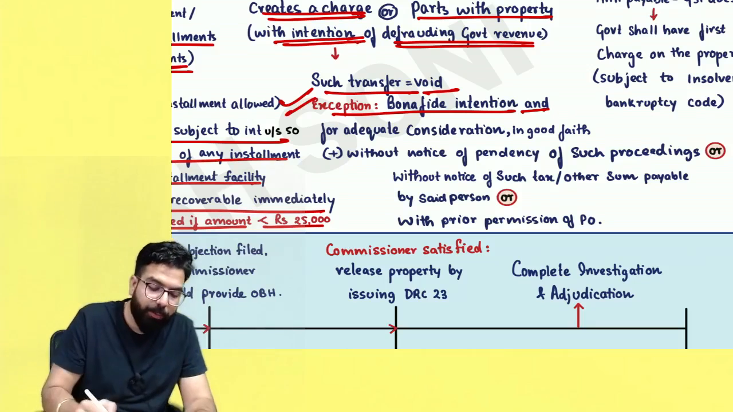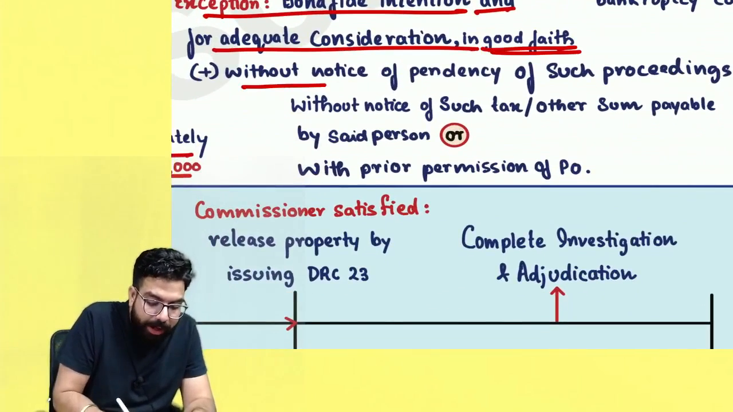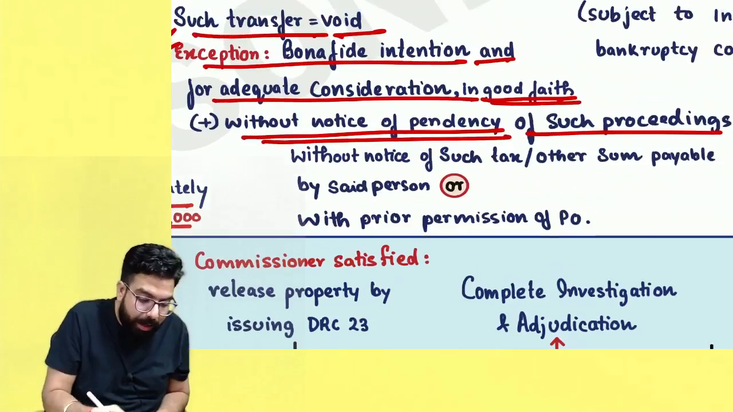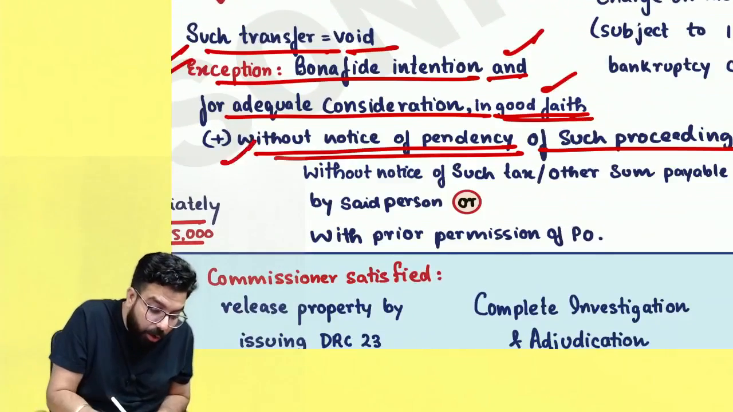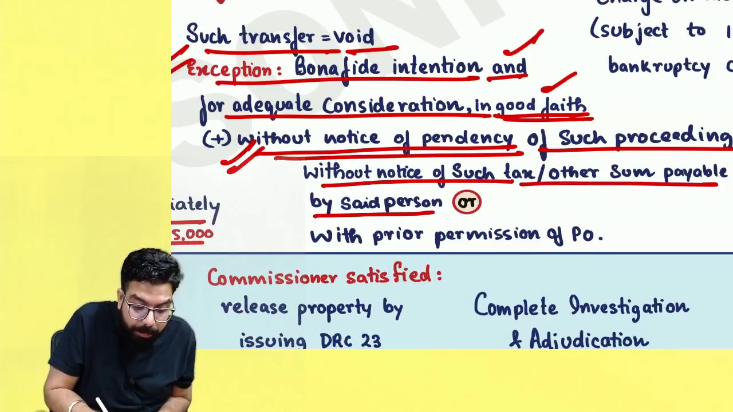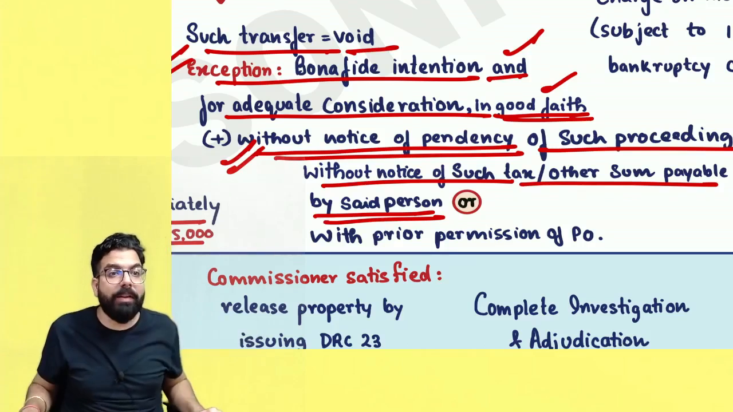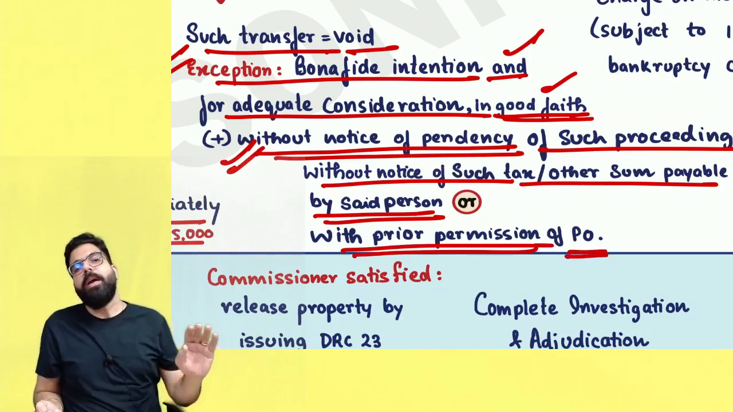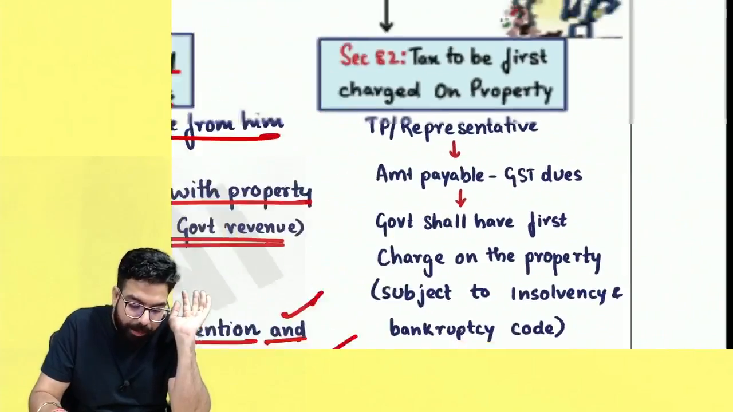If your intentions were bona fide and you have done it for adequate consideration in good faith, plus without notice of pendency of such proceeding, you did not know. Sir, your bona fide intention plus adequate consideration you have done. You did not know that such proceedings are going on against you, or without notice of such tax or any other amount payable by the said person. I didn't know that I have to pay such amount, or I have done the transfer with the proper officer's permission. Then in that scenario, it will not be void. Otherwise, transfer of property shall be void.